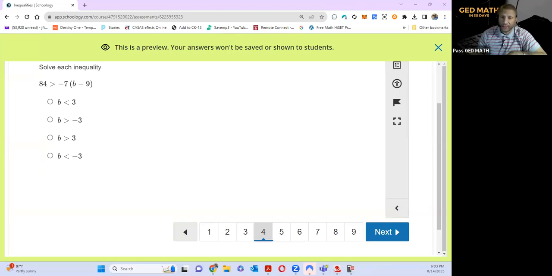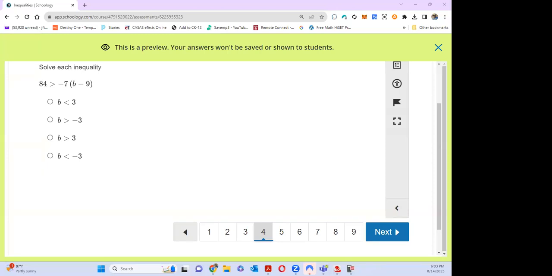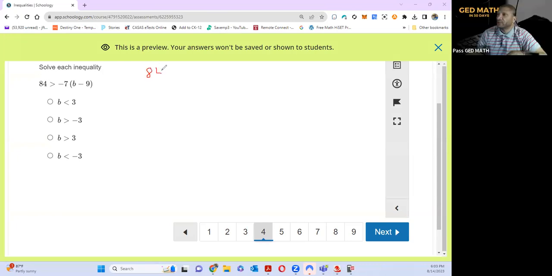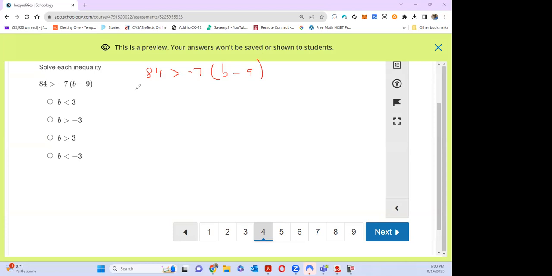So let me write this. Can everybody see my screen? Okay, so I'm gonna write this over here. So 84 is greater than minus 7 times the quantity b minus 9. So let me ask you, what should I do first? What should I do first? Any one of us?